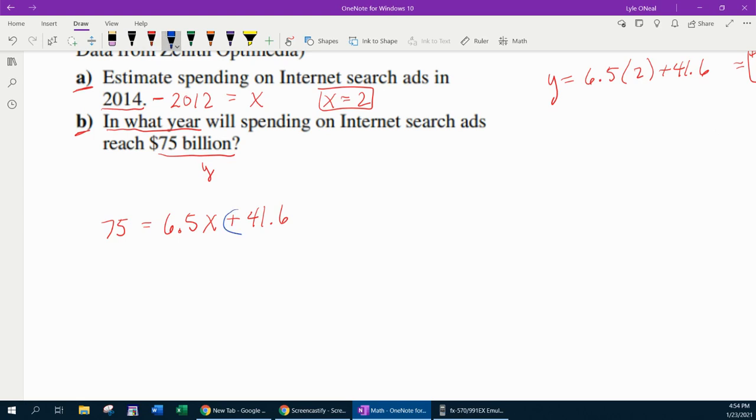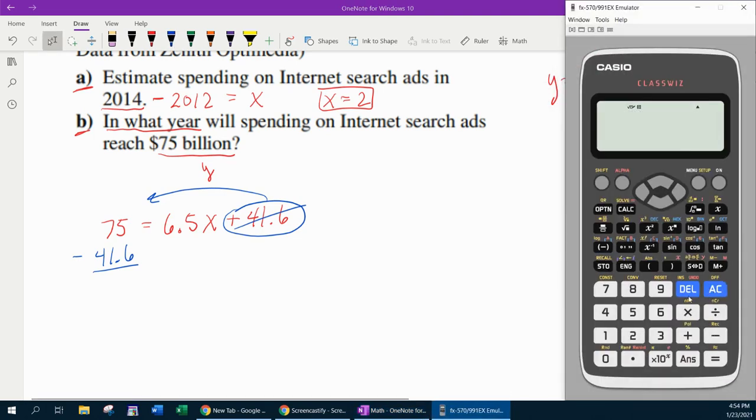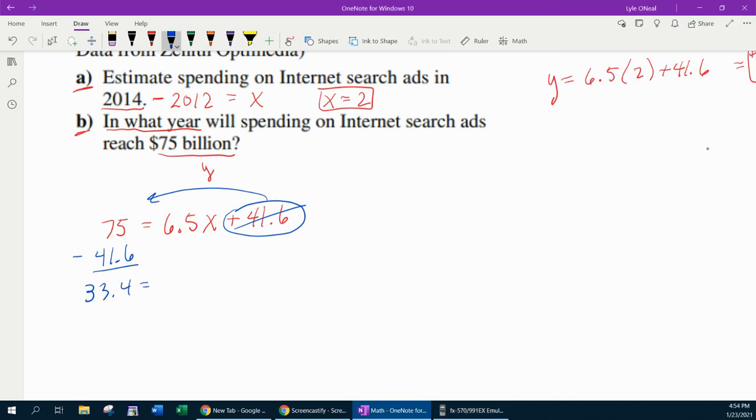All right, so here we go. Next step, to get X by itself, we're going to bring the 41.6 over. That'll make it a minus 41.6. I'm going to use my calculator for that just to make sure. 75 minus 41.6. Yeah, fraction, that's easy. Decimal, 33.4. 33.4 is now equal to 6.5x. And then if I divide both sides by 6.5, we're going to hope and pray that this fraction works out to be a whole number.